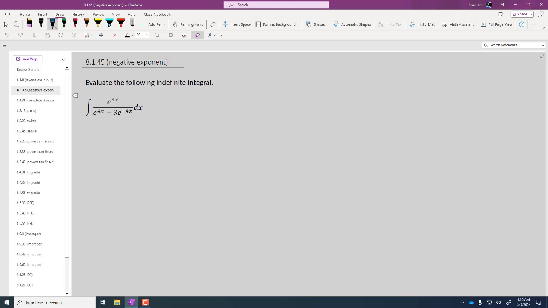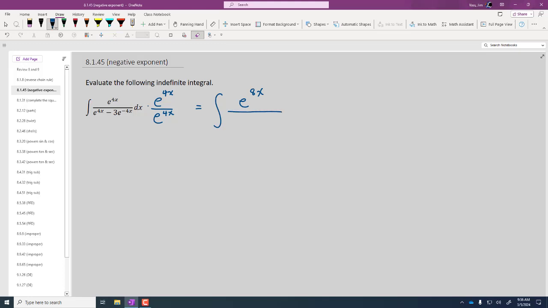But in calculus, usually what we do is the more clever simplification, and we multiply by e to the exponent without the negative. So we're going to multiply through the numerator and through the denominator by whatever the negative exponent term is with that negative removed. And when we do that, in the numerator, we have e to the 4x times e to the 4x. Powers with the same base, we add the exponents. So we get e to the 8x.